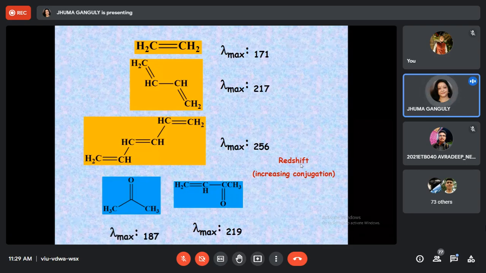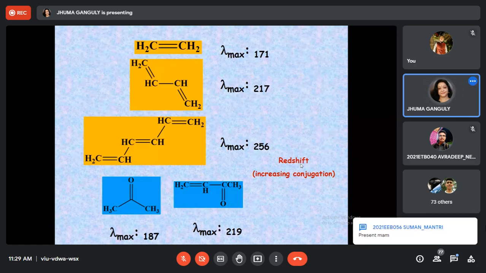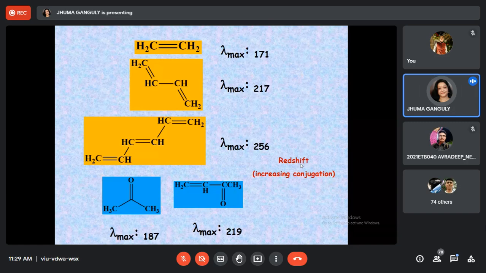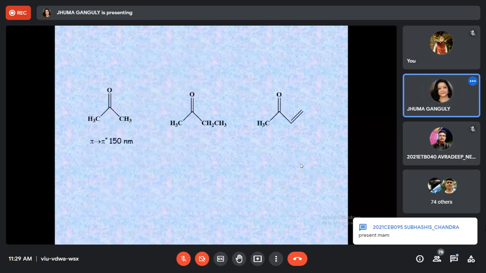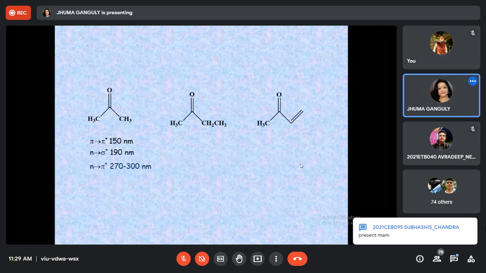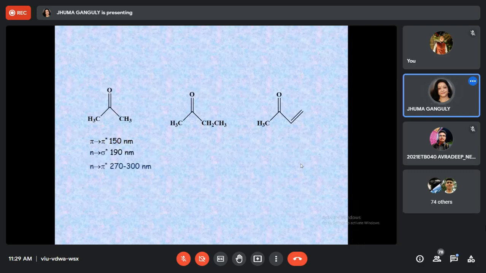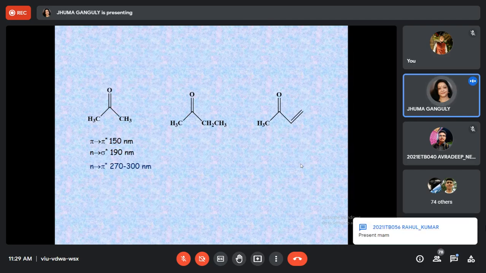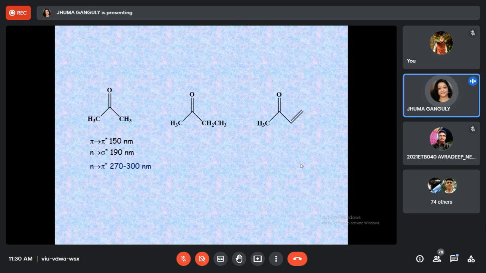There are lots of examples in books and on Google, so you can go through them to understand how lambda max gives different values for different compounds. Now this is for acetone. Pi star is 150 nanometer, n sigma star is 190 nanometer, and n pi star is 272 to 300 nanometer.